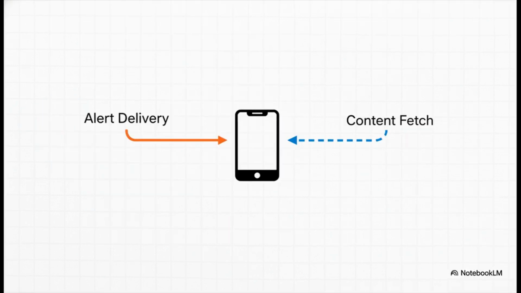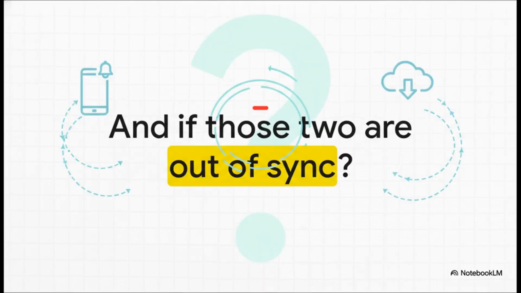But the system doesn't think like we do. It's performing two totally separate tasks. First, deliver the alert. Then, and only after you tap, does it go and perform the second task, fetch the content. So, what happens if those two things are out of sync? Well, that tiny little gap, maybe it's just a fraction of a second, between the alert arriving and the content actually downloading, that's the whole problem. You were just too quick.